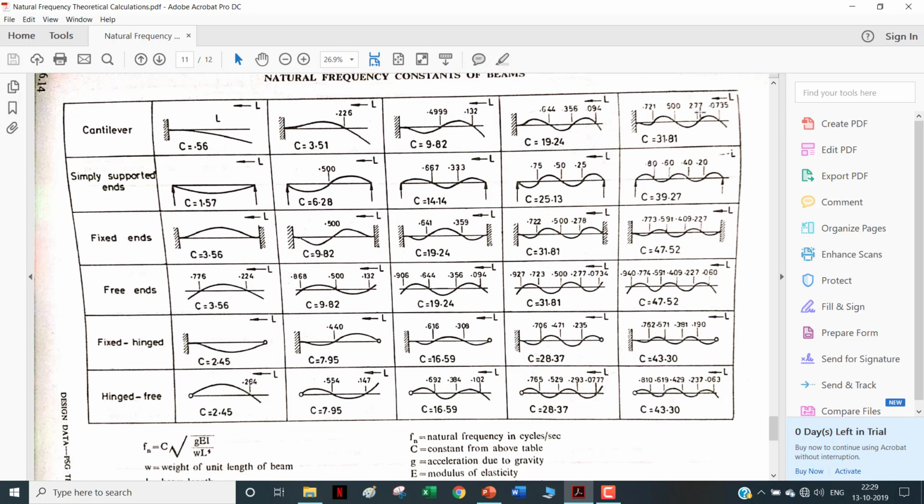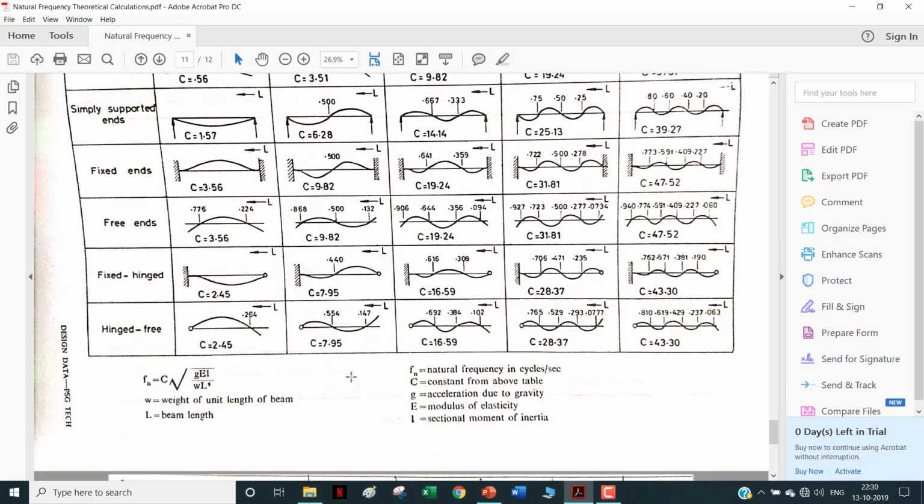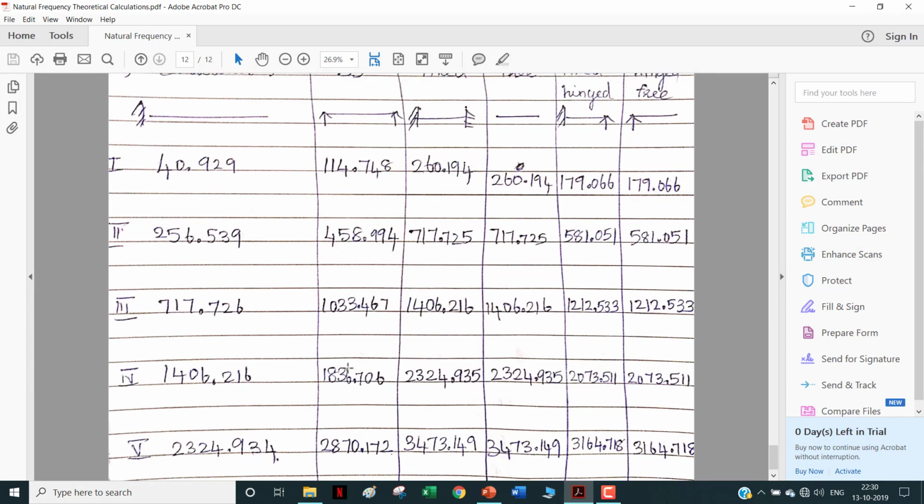So natural frequency is a constant, but there are lots of constant values for a particular case, right? If you take even a cantilever, only the first 5 modes are given. You can calculate the 6th mode or 600th mode or 6000th mode, but it is impossible to achieve the 6000th mode in an experimental real world scenario, right? So that is why they have stopped only up to 5 modes. So using this, you'll be able to substitute the values and calculate the natural frequency, which I have done here.